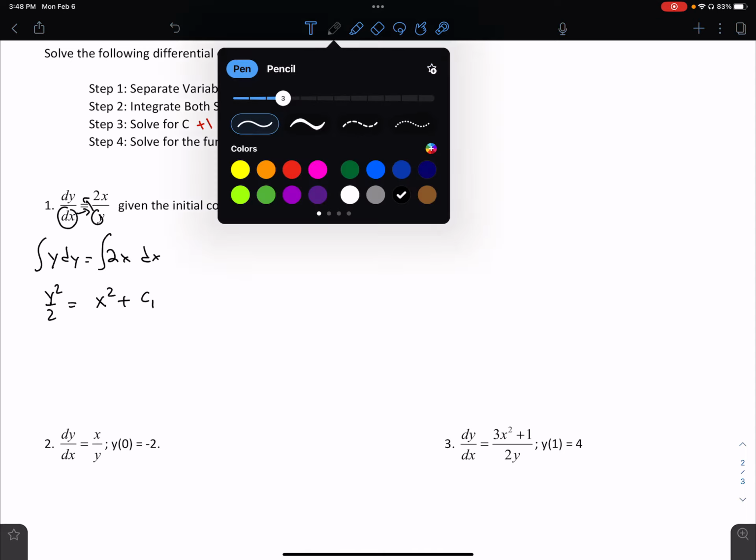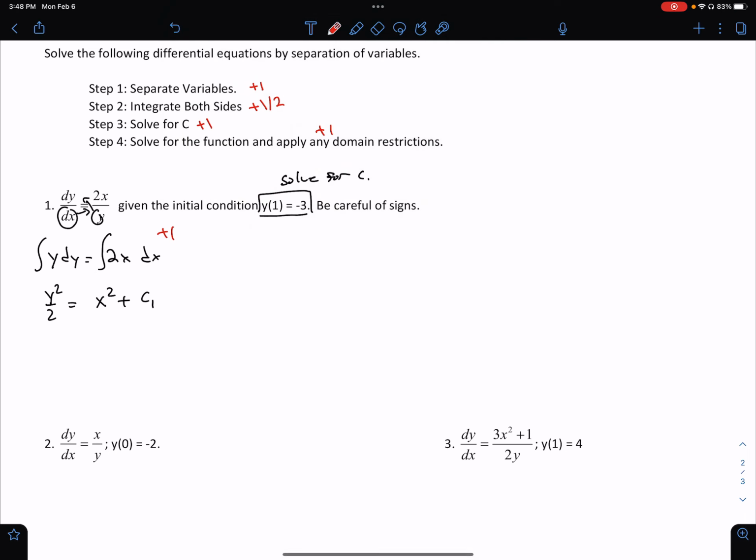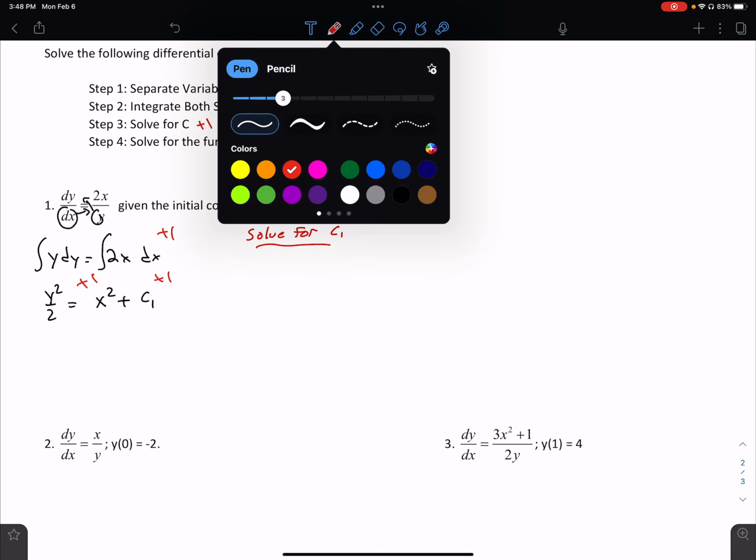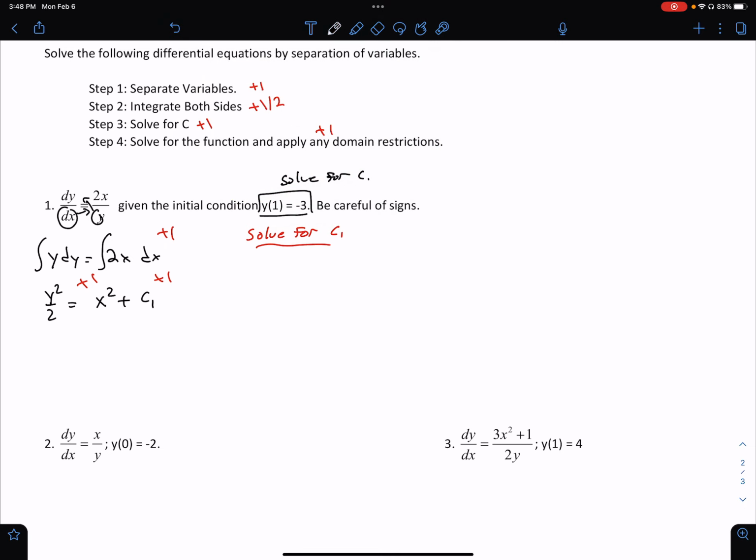Now, let's talk about points. You get 1 point here, 1 point for your antiderivative, 1 point for your plus c. Take a look here. If you do not have this, you get no more points. If no more constant, no more points. So at this point, I am going to solve for C1. To do that, I'm going to use my initial condition.